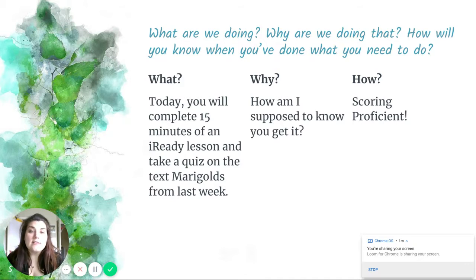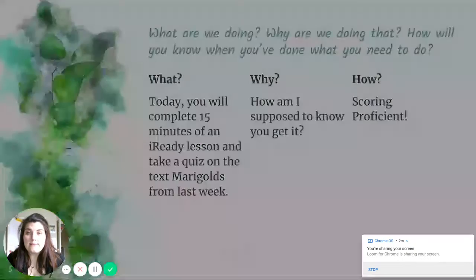So why are we doing this? How am I, right, me, Miss Kealty, your teacher, supposed to know when you get it? Right? How am I supposed to know where you are in understanding the text that we read from last week if I don't ask you about it, if I don't talk to you about it? And you were able to express some of your ideas about the text last week in written responses as well as short answers. But this week I want to see how you navigate the text in a quiz. So how you're going to know that you're doing what you need to do, you're going to be able to score proficient on that quiz.